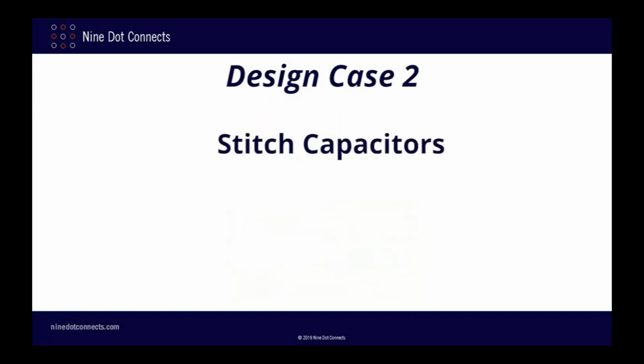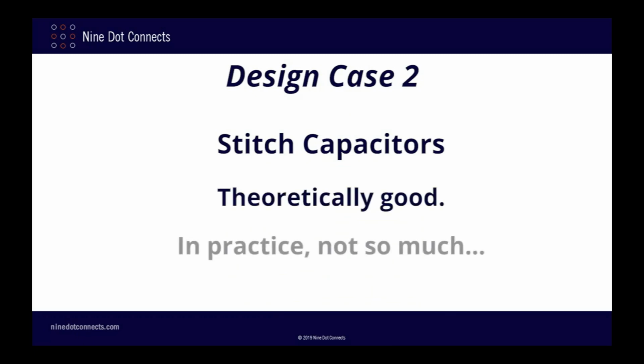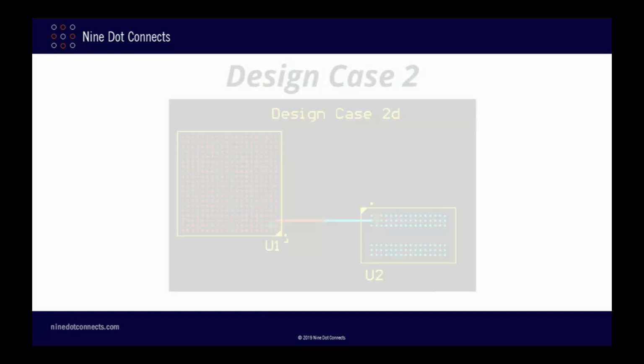So while the stitched capacitor does provide a return current path at relatively low frequencies, it loses this ability at higher frequencies. You would have to use a capacitor with a really low equivalent series inductance, or ESL, to get good stitching, and this usually translates into spending more money.